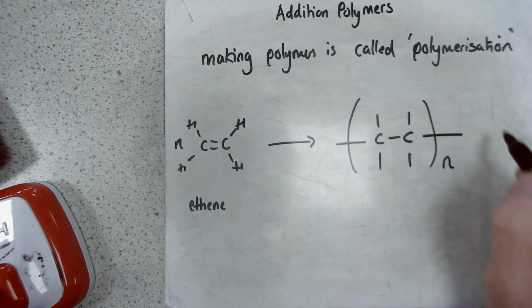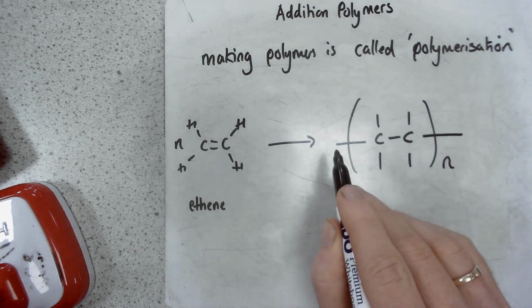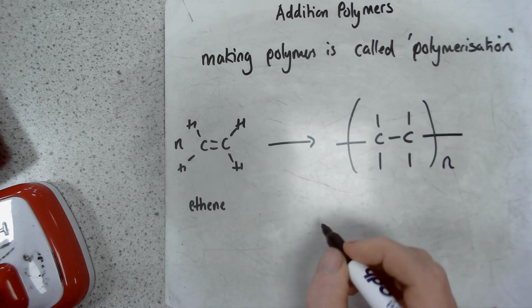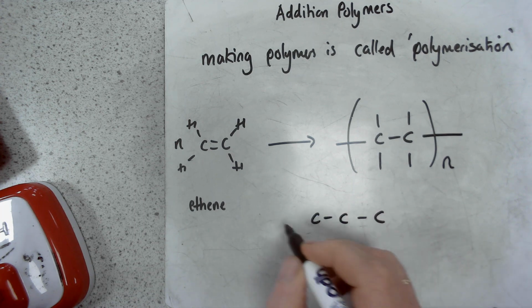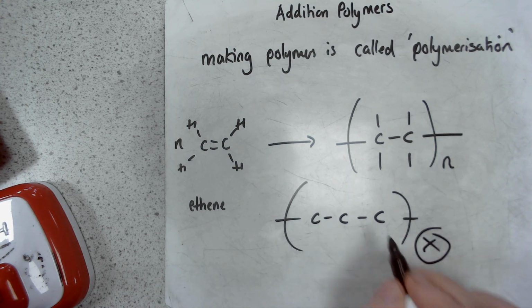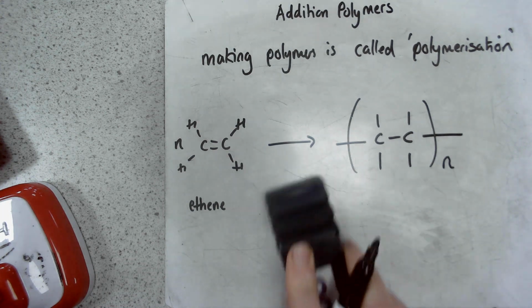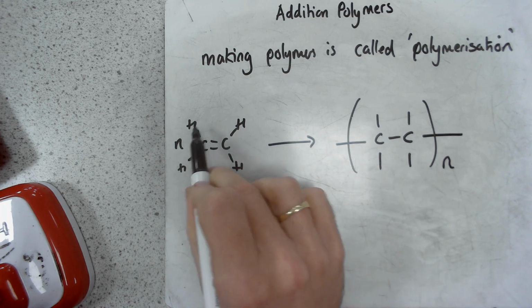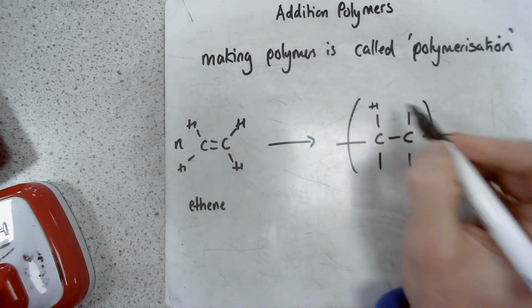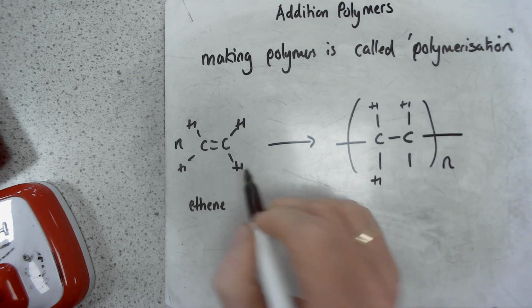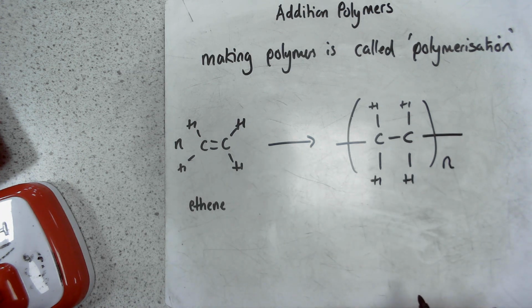Now, you can draw this structure every single time for addition polymers. All of your addition polymers should look vaguely like that. Do not fall into the trap of putting 3 C's in the bracket. Not right, you cannot do that. That would get you no marks, completely incorrect. You need to make sure you only have 2 C's in the bracket like this. Now all you've got to do is transfer your groups across. So this H is going to go on there, this H is going to go on there, this H is going to go on there, and this H is going to go on there, like that.